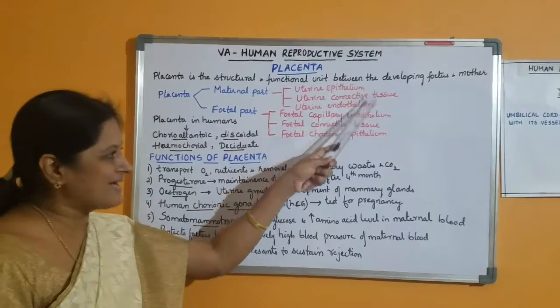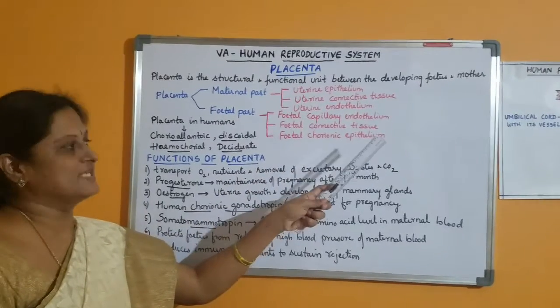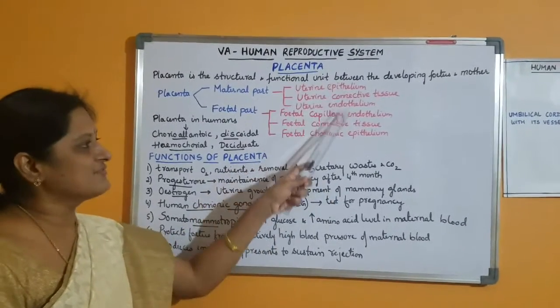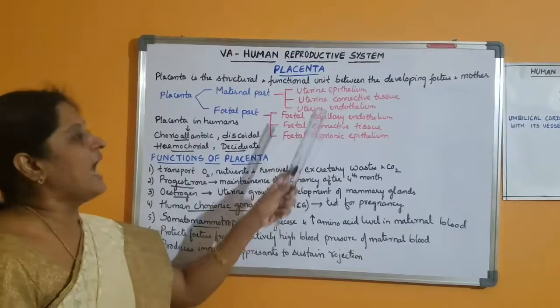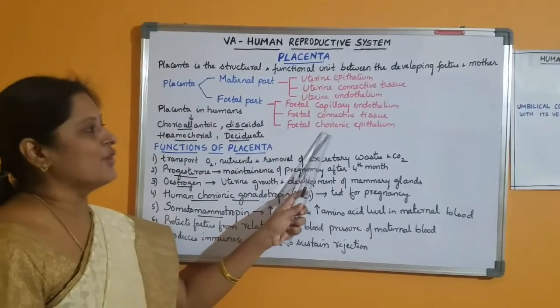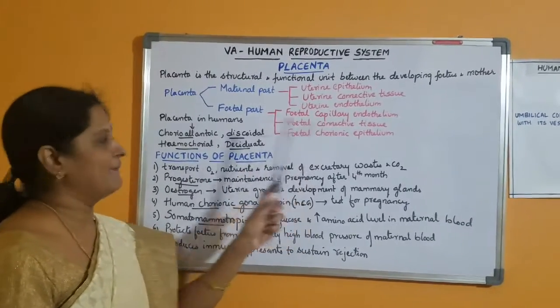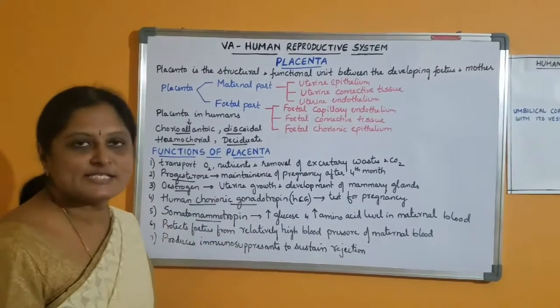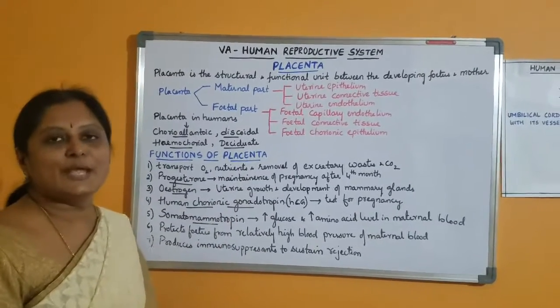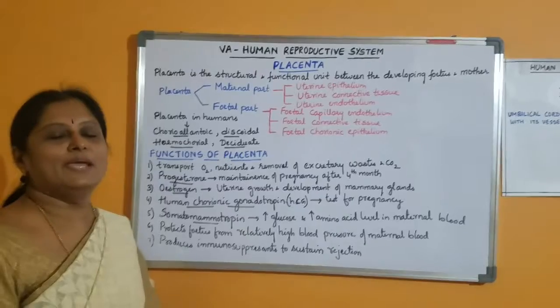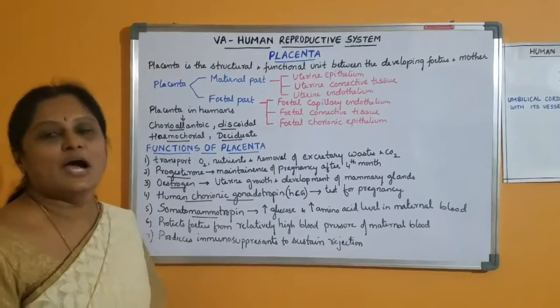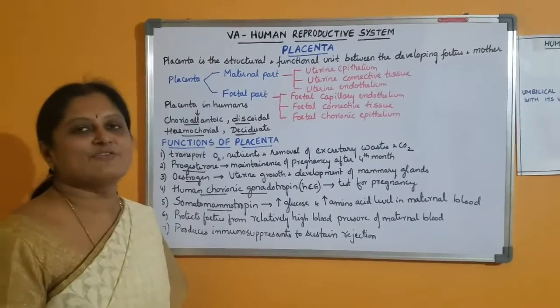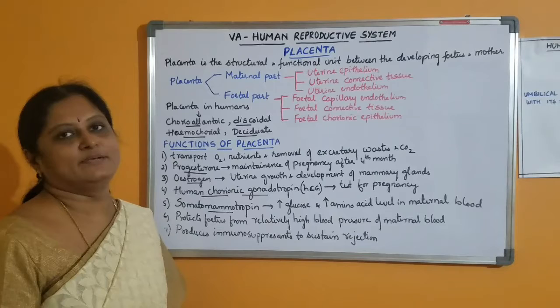So when we take the placenta, it is basically made up of 6 layers. In humans, the first 5 layers degenerate and the blood of the mother comes in contact with the fetal chorionic epithelium. So we call it hemochorial. And it is called deciduate because during parturition, along with the baby, the placenta and decidua are shed off, leading to excessive hemorrhage and bleeding.